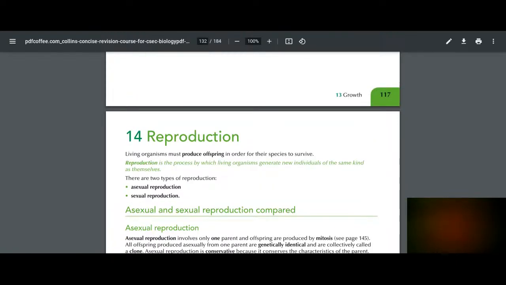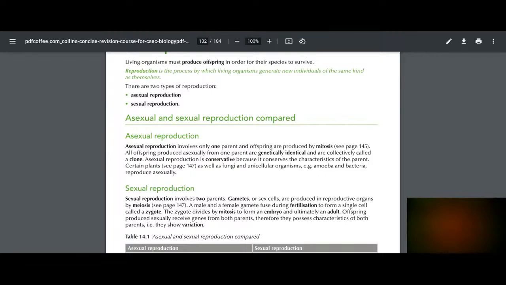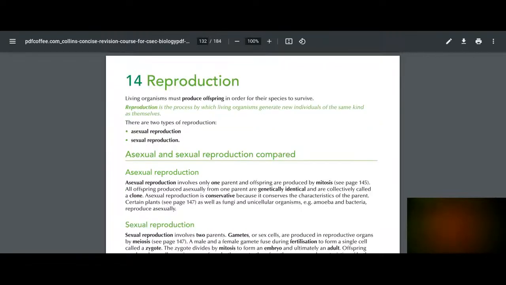That was the end of the chapter 13 module. We're now going into chapter 14, which is the reproduction module.